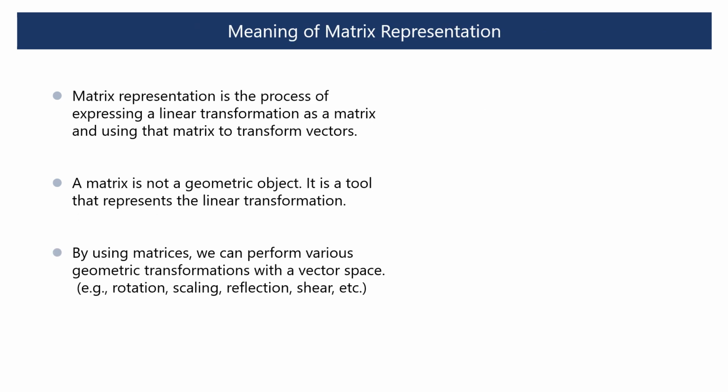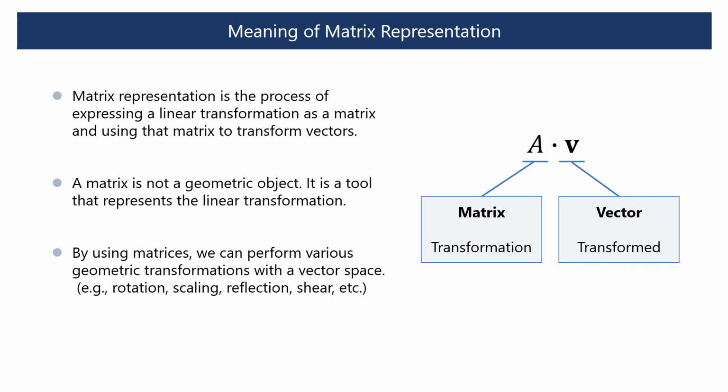Matrix representation of linear transformation is the process of expressing a linear transformation as a matrix and using that matrix to transform vectors. A matrix itself is not a geometric object, but rather a tool or operation that represents a linear transformation. By using matrices, we can perform various geometric transformations, such as rotation, scaling, reflection, and shear within a vector space.